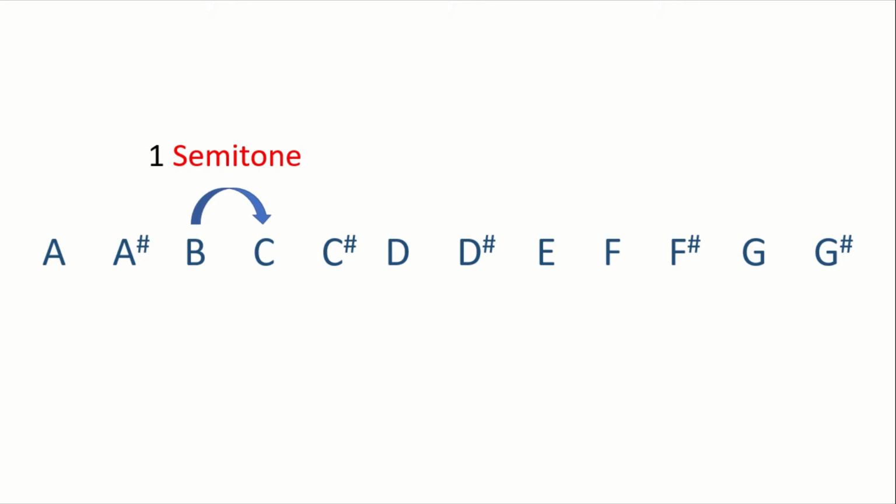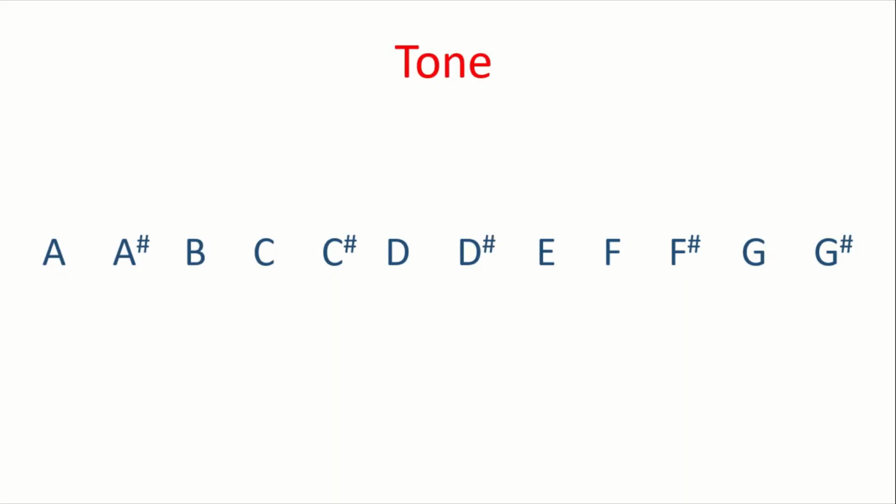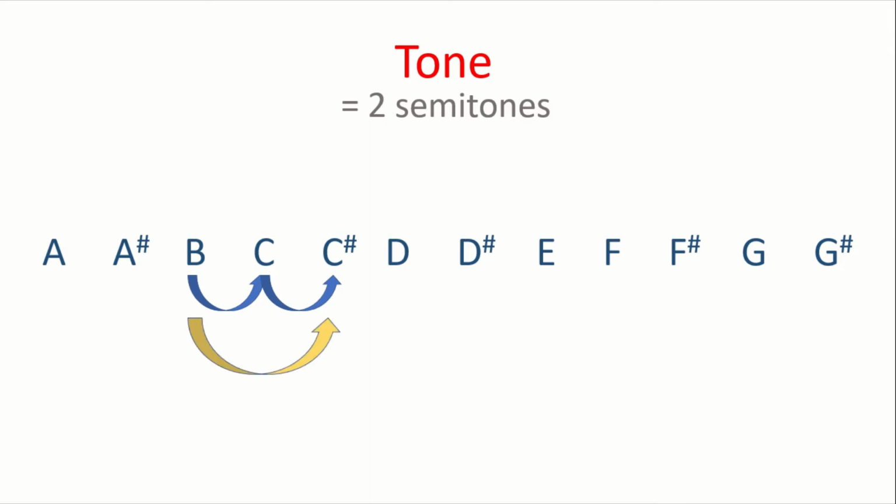Let's move on to the next gap, the tone. It's simply twice the size of a semitone. So, two semitones make one tone. Therefore, the distance between notes B and C sharp, which is two notes away, is, that's right, one tone, or two semitones.